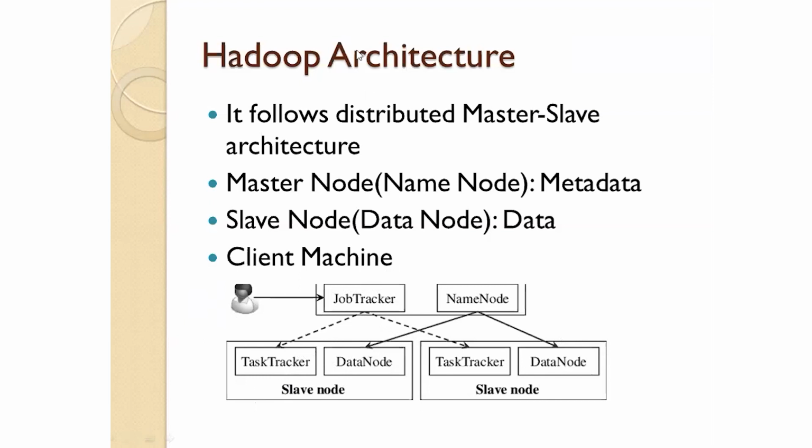Is the metadata from the name node shared with the client as well, or only with data nodes? On data nodes, there will be only the data. There is no metadata. The name node tracks all the metadata, the block and data location, and that will be shared with the client. But metadata is never shared with the data node.